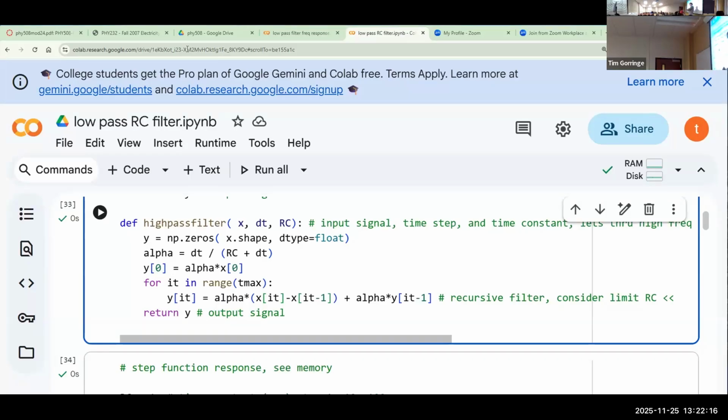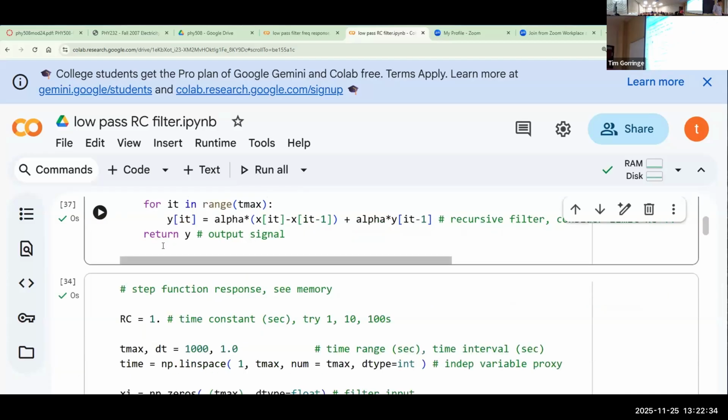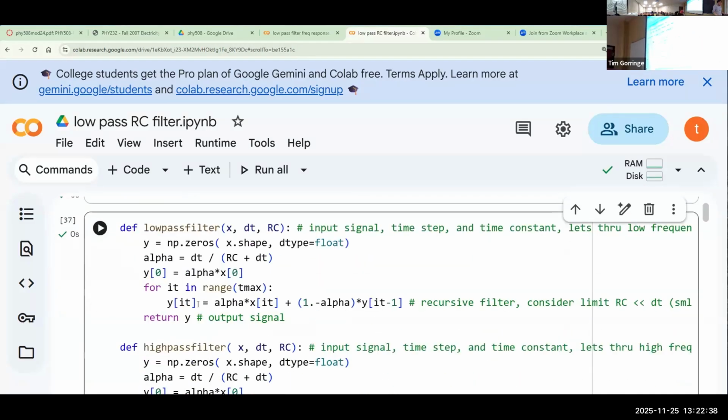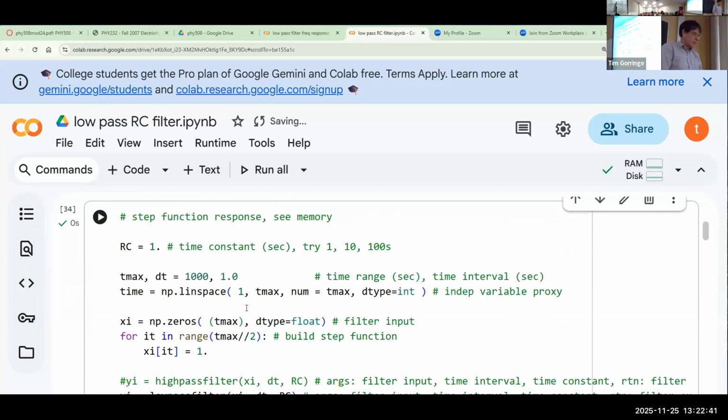That's what's entering from the input in the high-pass filter. Whereas in the low-pass filter, this was just the input value that was entering in the input's contribution to the output. Okay, so let's run these. Nothing other than that else in that cell.